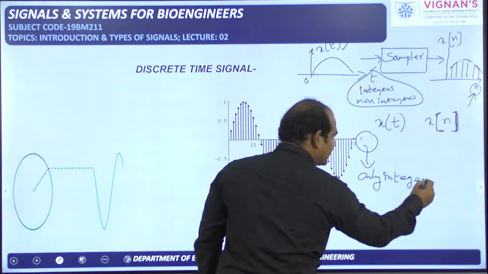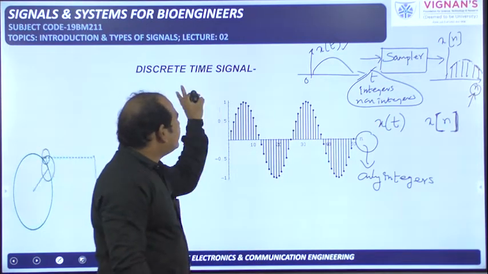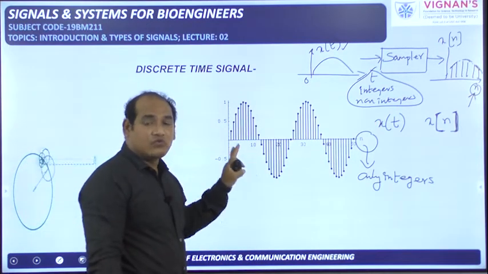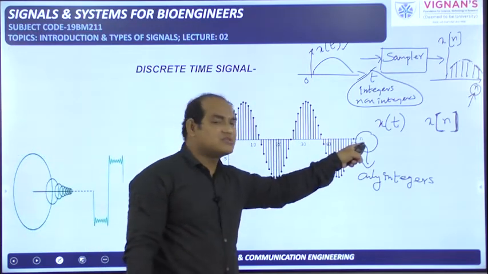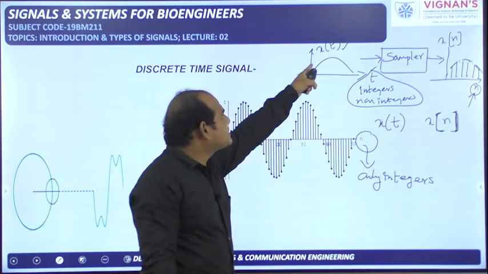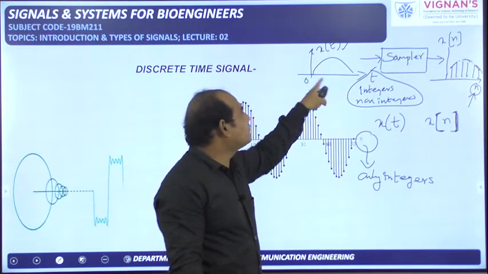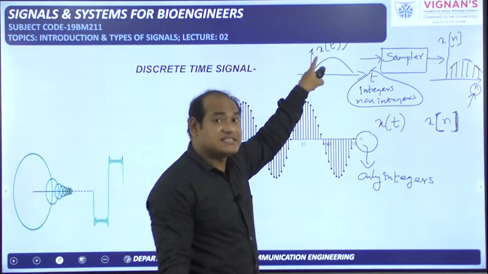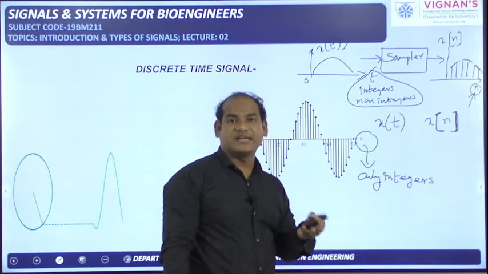Where n is only integers. Okay, this is the thing you have to remember. A discrete time signal is a signal where the amplitude is defined only for integer values of n. A continuous time signal is a signal where the amplitude is defined for all values of the independent variable t.